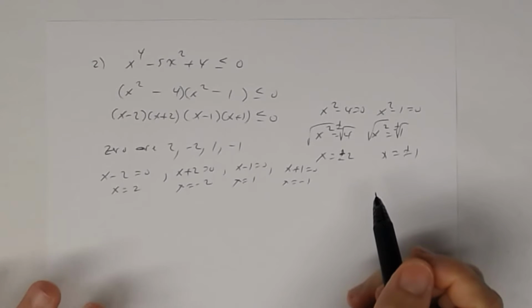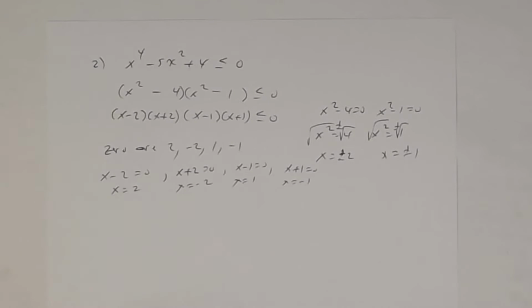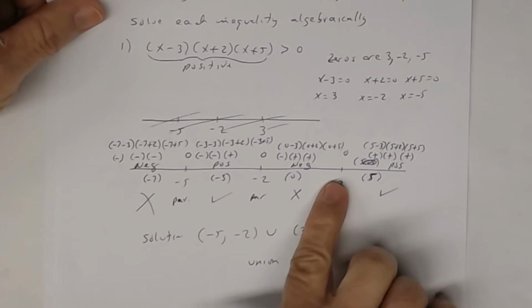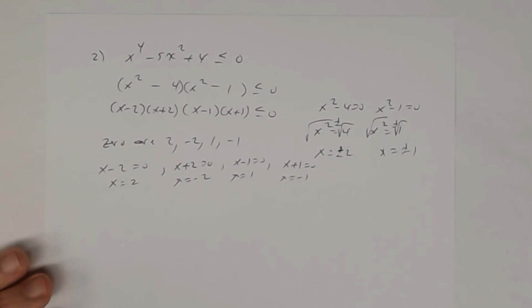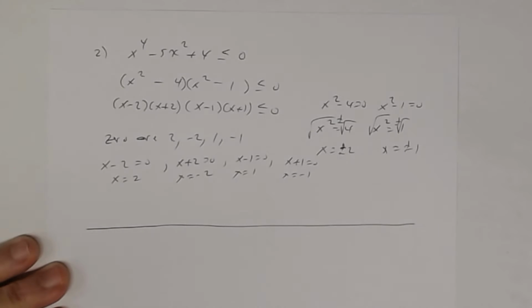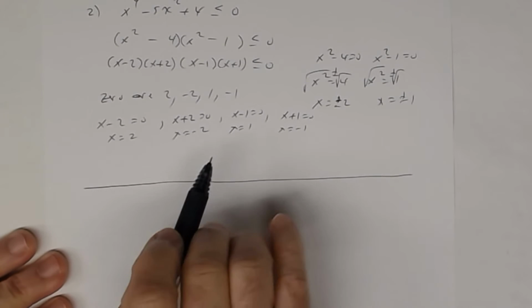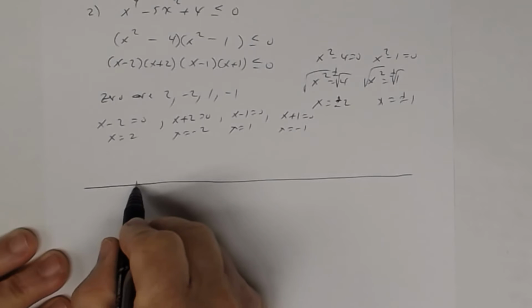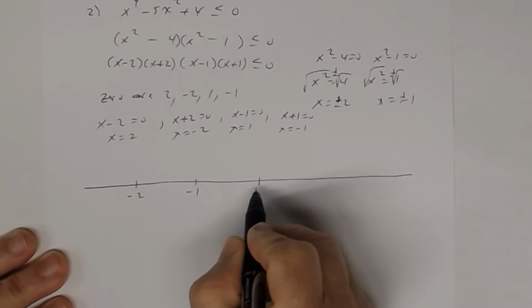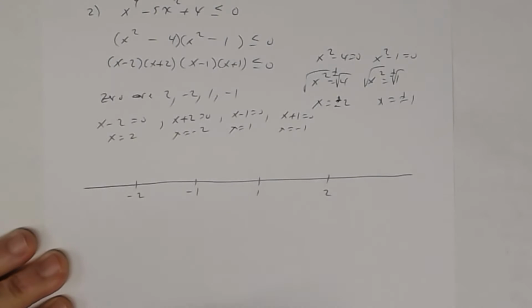Now, so there are 4 zeros. So the next step, once you find your zeros, remember, that's where you're going to put those on the number line. All right, so let's go ahead and do that. Put that on the number line. Let's put them in order. So negative 2 is going to be listed first, then negative 1, then positive 1, and then 2.